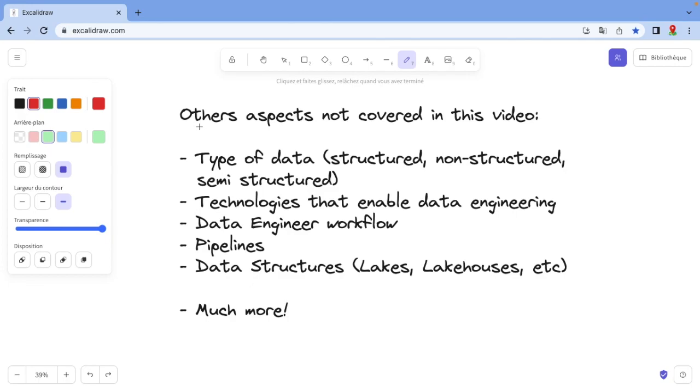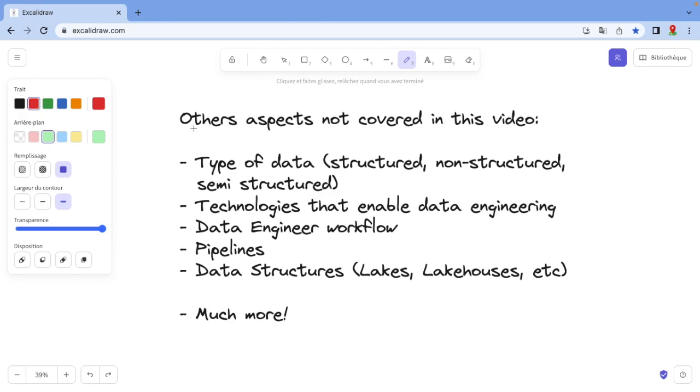There are many other aspects to data engineering. This was a very introductory video, but some other aspects are the type of data. Is it structured, non-structured, semi-structured? Is it an image, a table? The technologies that enable data engineering, all of those tools that you heard of, maybe Spark, Amazon Glue, a lot of them. I'm not going to list them.